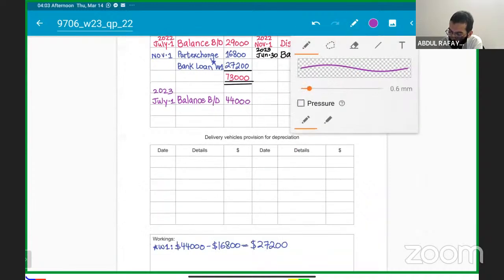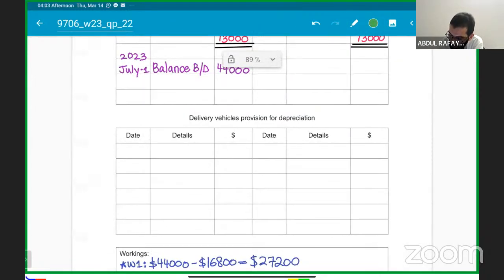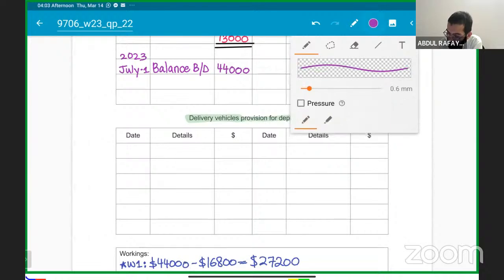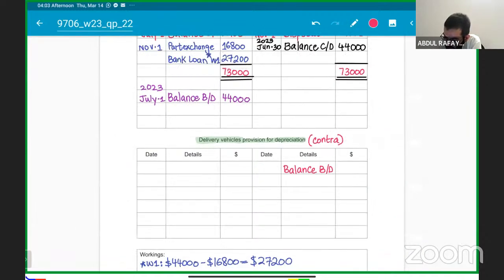Next comes the most important account and the most tricky account. We have to do the delivery vehicles provision for depreciation. So we have to make the depreciation account. As you always know, sir, this is a contra account, so its nature will always be credit side. So you can say that, sir, balance brought down will be coming on the credit side. And what will be the balance brought down? It's also a permanent account, again from 2022 July 1st. Whatever at the start, there will be the depreciation.